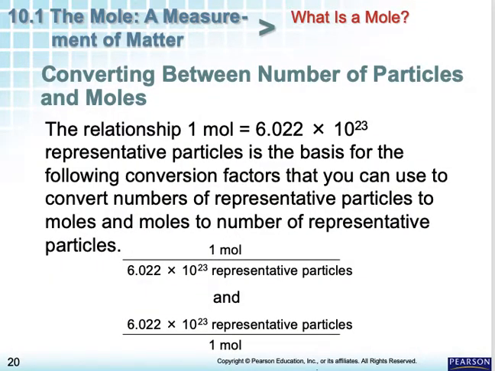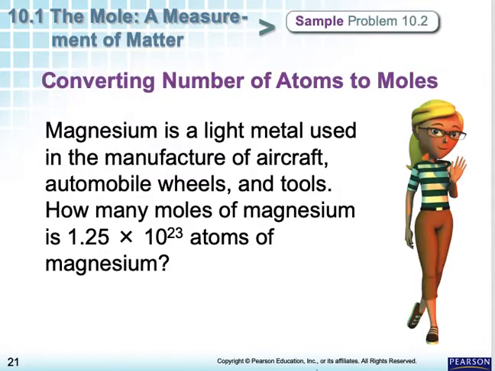So if we are converting between particles and moles, we use this equivalence or conversion unit, and we can write it one of two ways. Magnesium is a lightweight metal used in the manufacture of aircraft, automobile wheels, and tools. How many moles of magnesium is 1.25 times 10 to the 23rd atoms of magnesium?